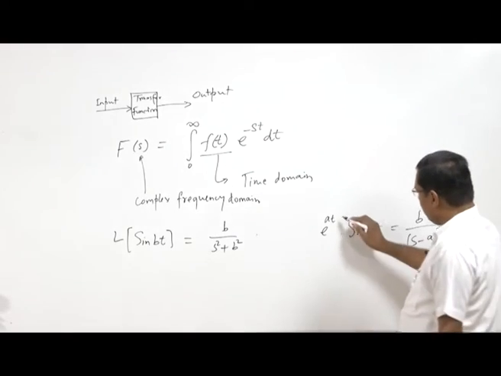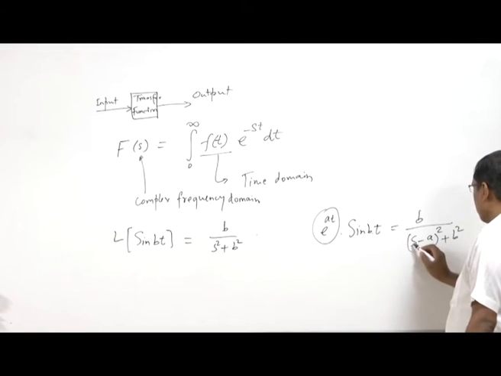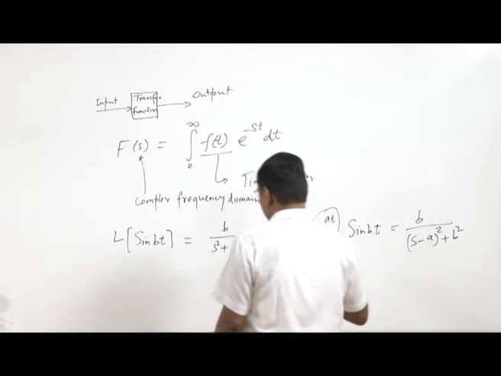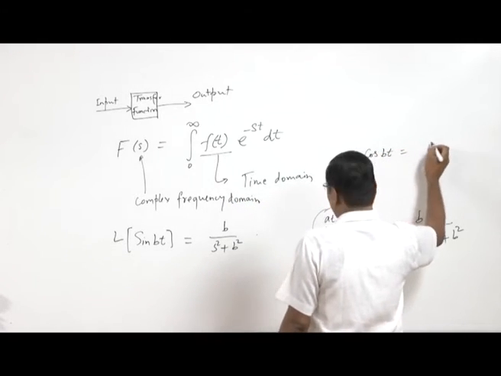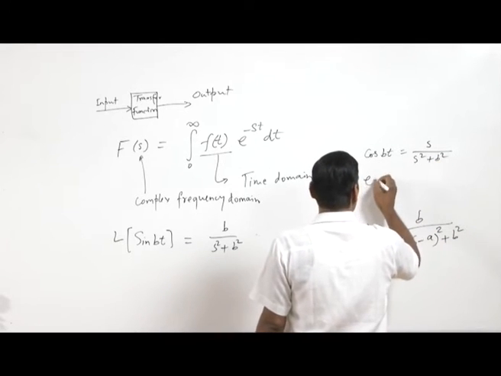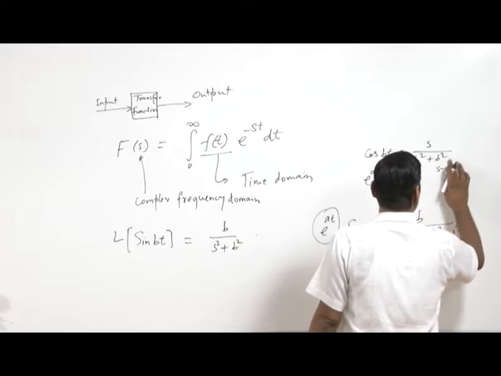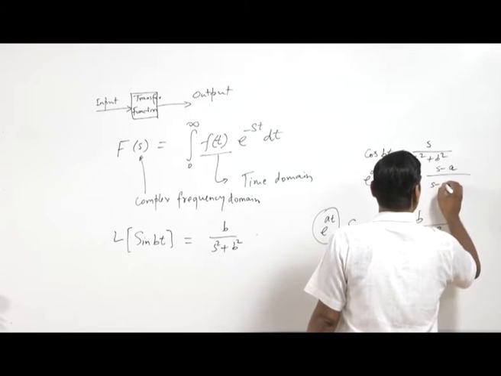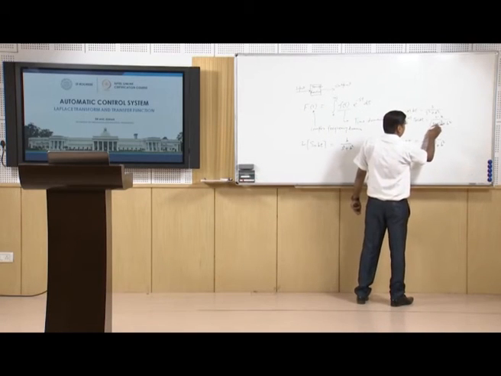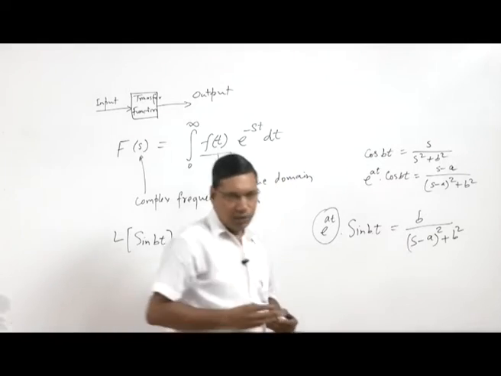So here whenever an exponential function like e power at is multiplied, the Laplace transform will have s replaced by s minus a. So similarly, if we have Laplace transform of cos bt equal to s upon s square plus b square, then Laplace transform of e power at into cos bt equals s minus a upon s minus a whole square plus b square. So we only have to subtract this coefficient a from the s, and we will get the Laplace transform with e power at.